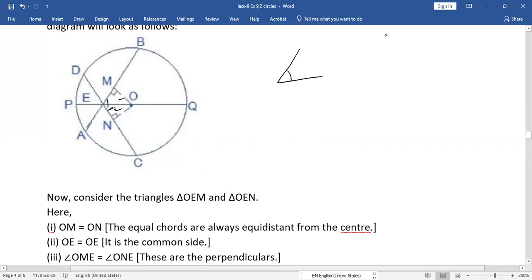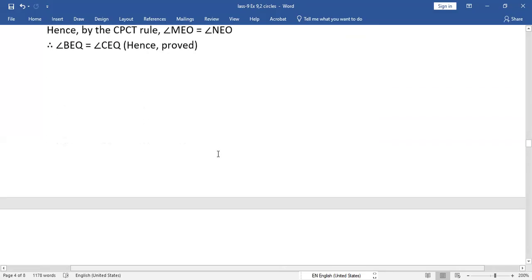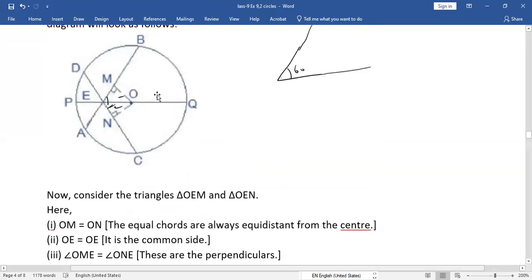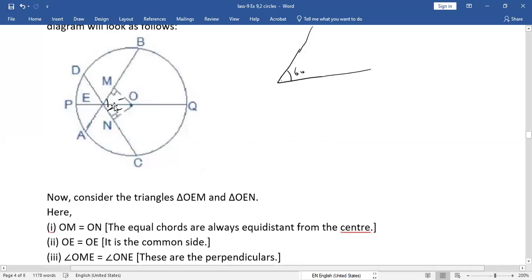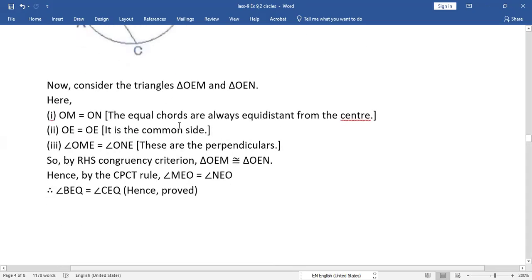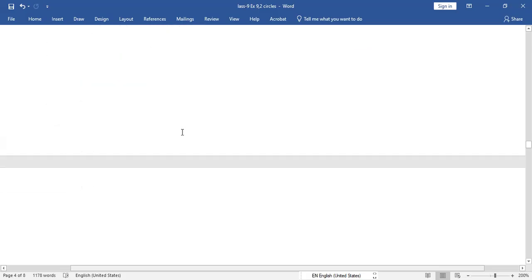Suppose this is 60 degrees, then this also, suppose this is big, is also 60 degrees. There is no confusion. Hence proved, MEQ is equal to NEO. MEQ is equal to BEQ, and NEO is equal to CEQ. That is it. Logical.